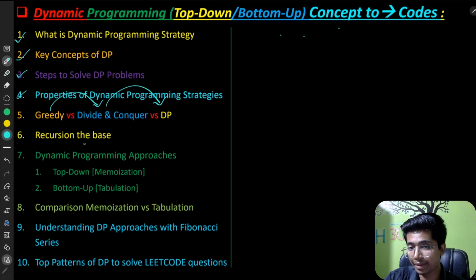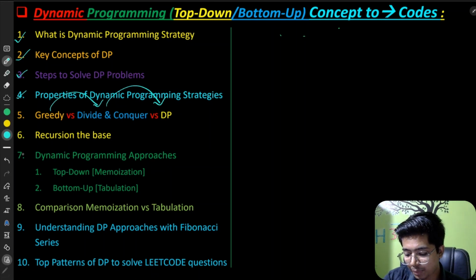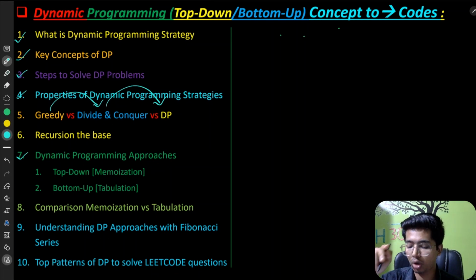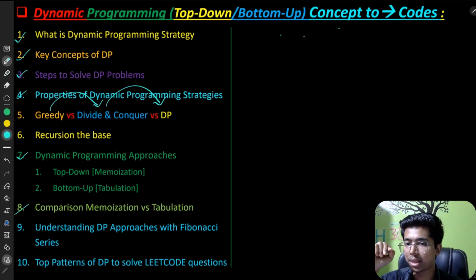Third, recursion is the base. That is why recursion is the base of dynamic programming. Seventh, dynamic programming approaches. There are two approaches of dynamic programming: the top-down approach and second, the bottom-up approach. So both approaches we will observe here. Comparison of memoization versus tabulation, understanding of DP approaches with the Fibonacci series. So in today's video we'll be taking the example of the Fibonacci series.